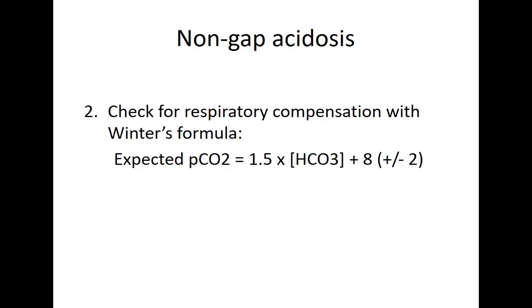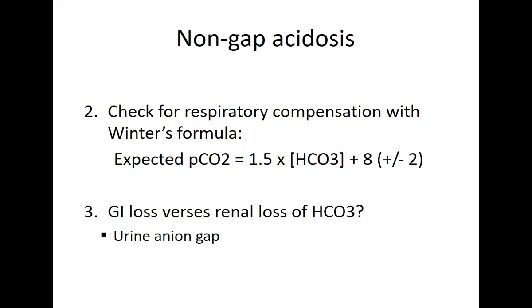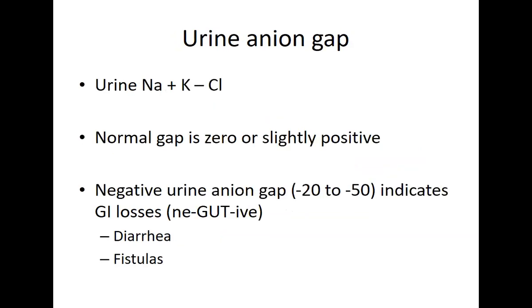You can check for a respiratory compensation. The Winters formula works for both types of metabolic acidosis. And then if you don't know why they have a non-gap acidosis, one of the things you can do to determine whether it's a renal loss or GI loss of bicarb is check a urine anion gap. That's urine sodium plus urine potassium minus urine chloride. A normal gap is 0 to slightly positive, and if it's really negative, that's going to indicate GI losses. Negative, that's how you remember that.